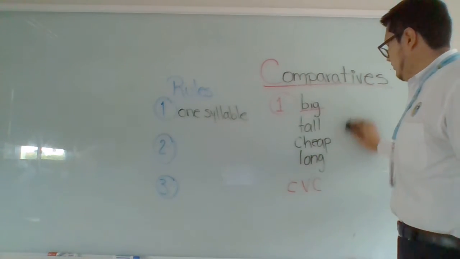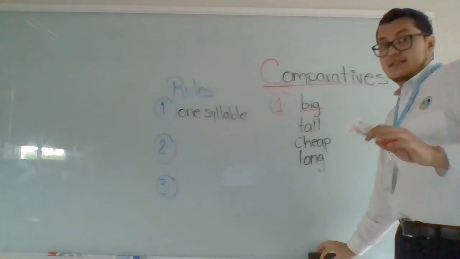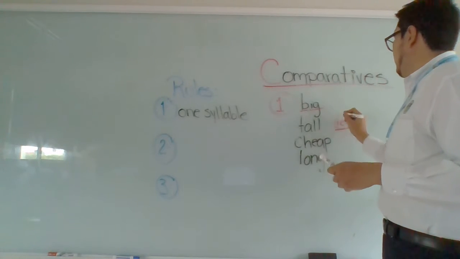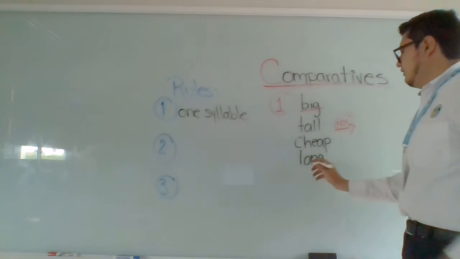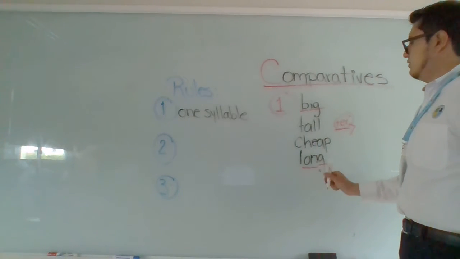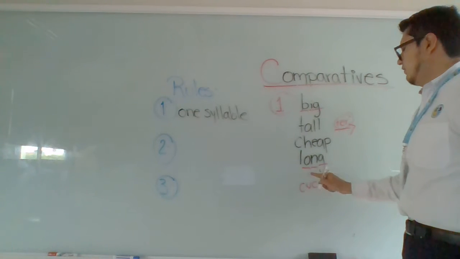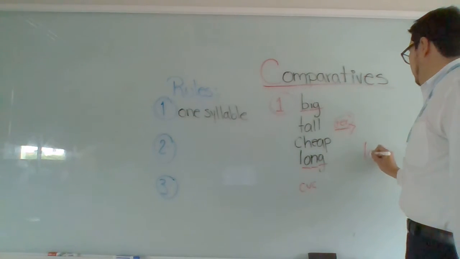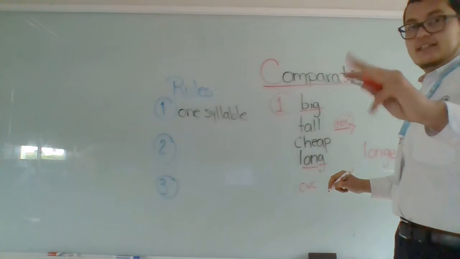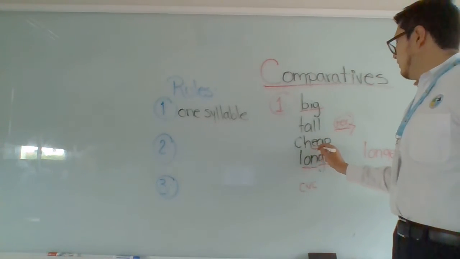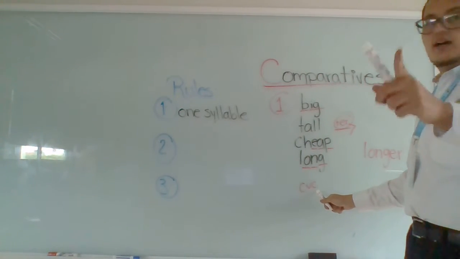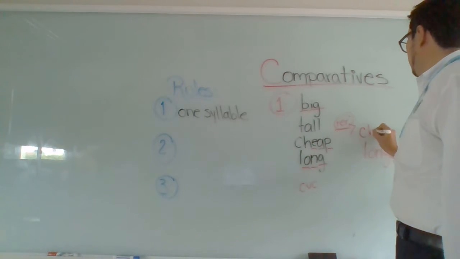What am I talking about? Okay, let's go from here. So remember, long: we have vowel, consonant, consonant. Doesn't follow the rule, so it's the same. Long, longer. Cheap. Let's take the last three. 1, 2, 3. Vowel, vowel, consonant. No. So cheaper.